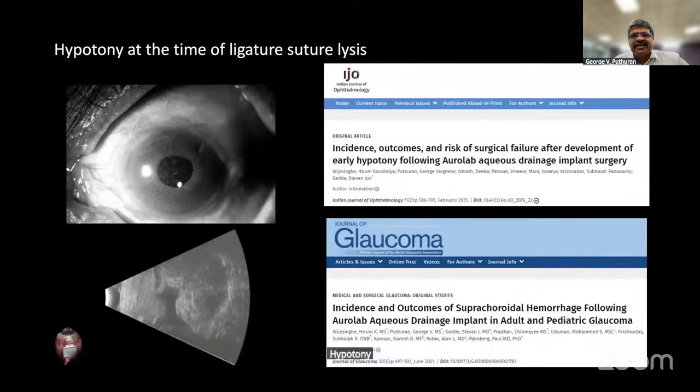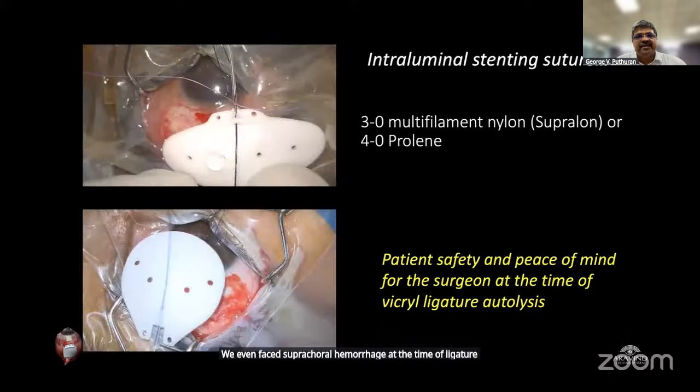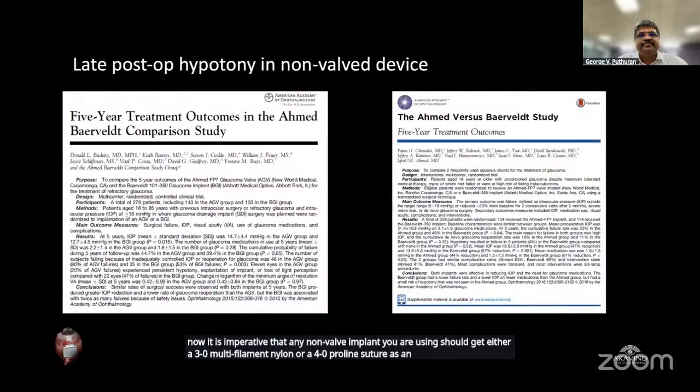Hypotony at the time of ligature suturolysis was a major issue when we started doing non-valved implants about 15 years back. And hypotony per se was okay. We found that the chambers were forming after about 24 to 48 hours. Fibrin was resolving, but the problem was in high-risk aphakic post-vitrectomized eye, where there was almost near glaucomatous optic atrophy. We even faced suprachoroidal hemorrhage at the time of ligature suture lysis. So now it is imperative that any non-valved implant you're using should get either a 3-0 multifilament nylon or a 4-0 Prolene suture as an intraluminal stent.